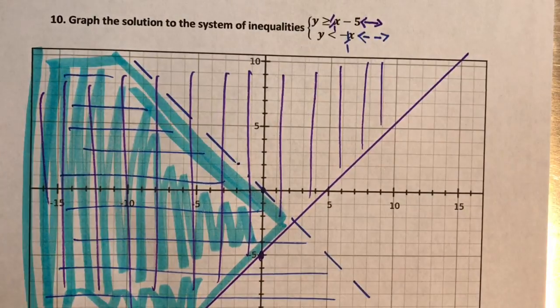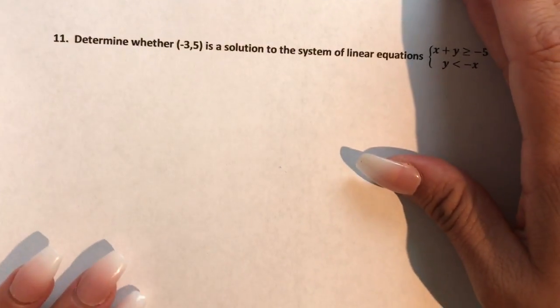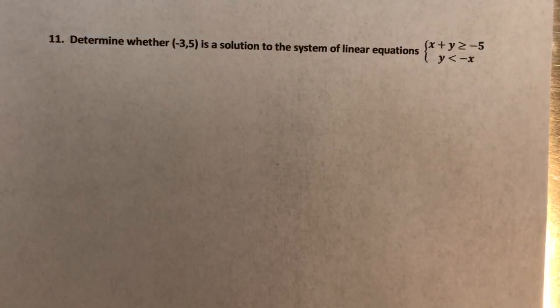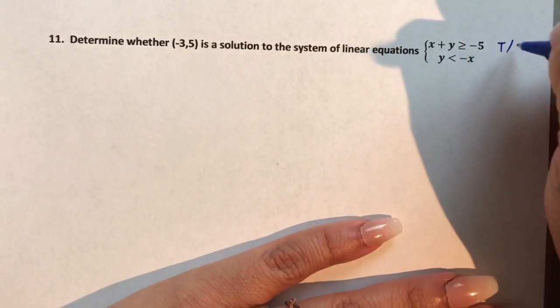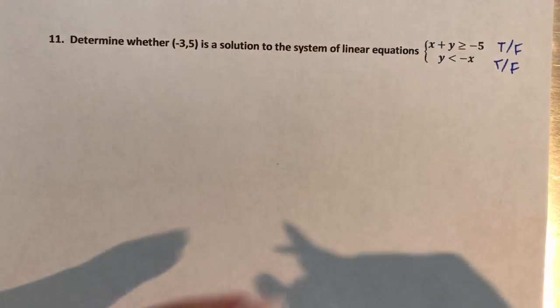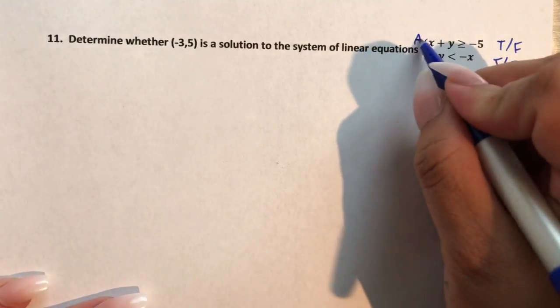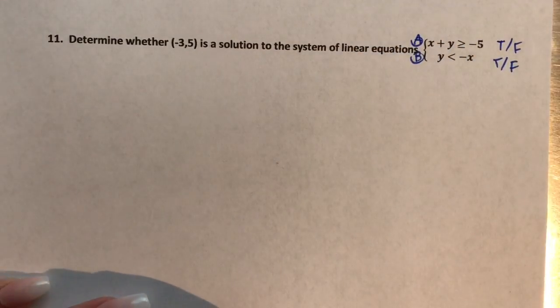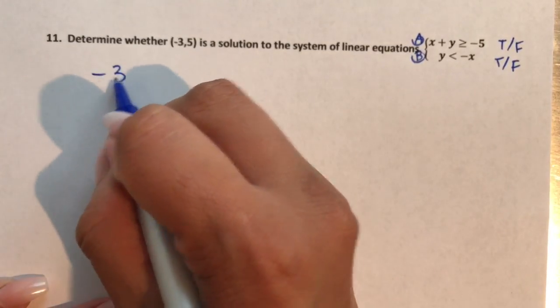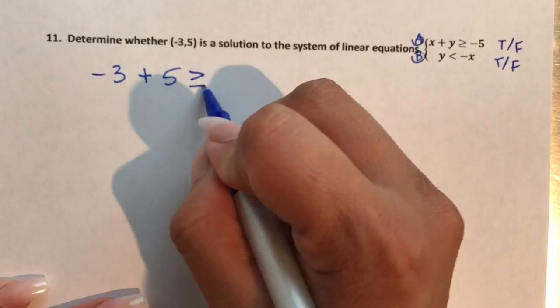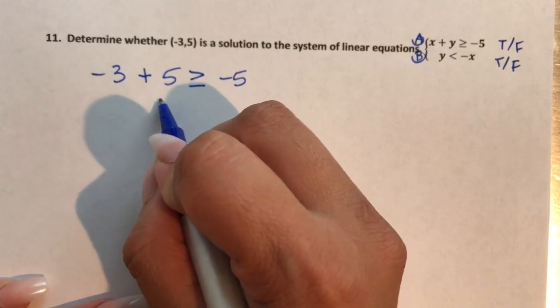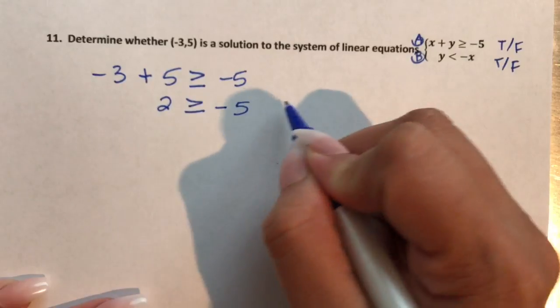Now, let's look at number 11. Determine whether negative 3, 5 is a solution to the system of linear equations. In this case, all you have to do is substitute x and y into the equation. And you have to come up with true or false, true or false. Let's do equation A and then equation B. So, negative 3 plus 5 is greater than or equal to negative 5. 2 is greater than or equal to negative 5. This is true.